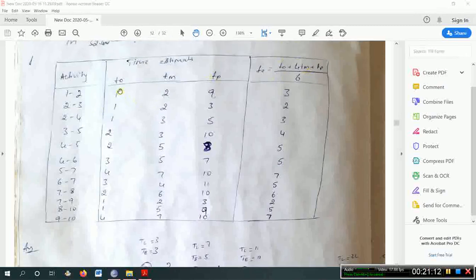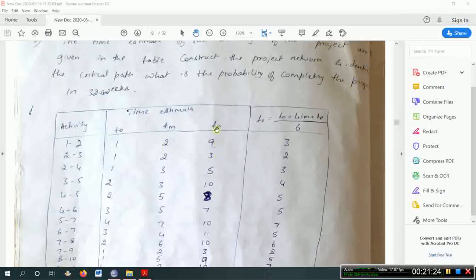Okay, so now in this question they have given this order: TO, TM and TP. So TO is 1, most likely time is 2, and pessimistic time is 9. The unit given is weeks. Okay, optimistic time, it may complete this activity in 1 week. Most likely time, considering the most common case, that is 2 weeks. And pessimistic, worst condition, they may take 9 weeks. Okay, these are 3 time estimates the industry has calculated.